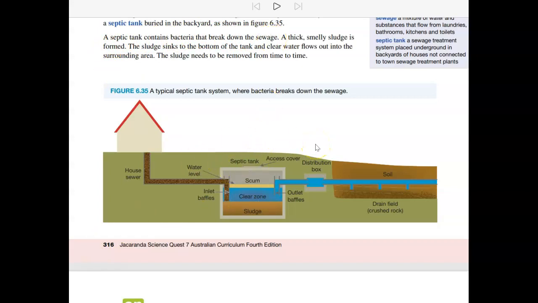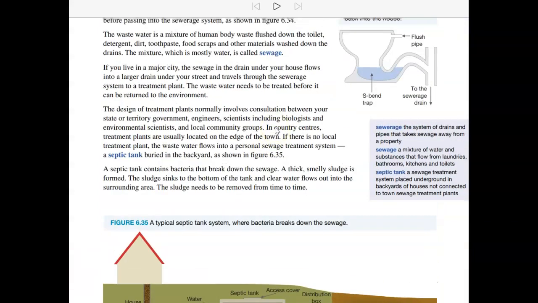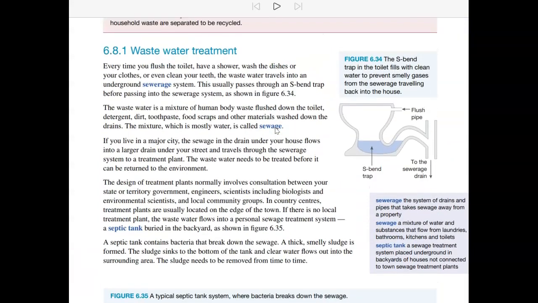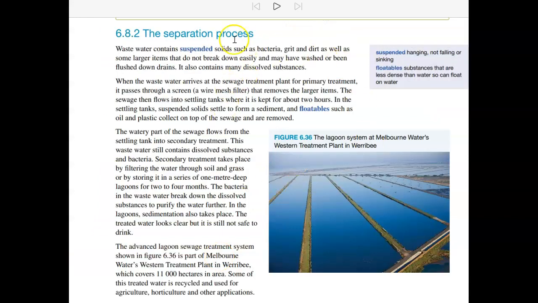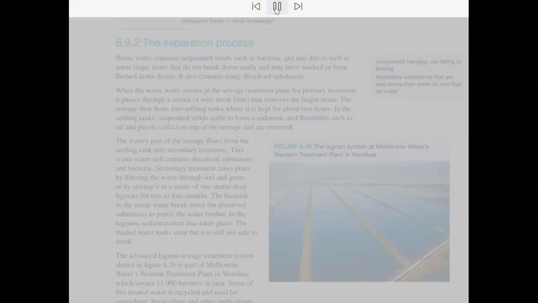So make sure you pause the video here, check this diagram, and look how your wastewater is treated, okay? Now we look at the next process, which is the separation process. How do you separate the dirty bacteria, dirt, grit, how do they break down and how are they separated from the water? Melbourne water. What is sewage?